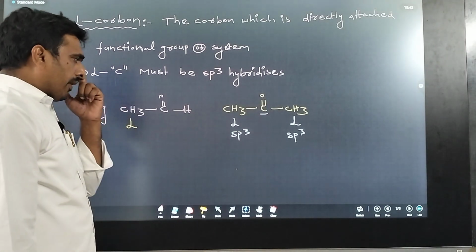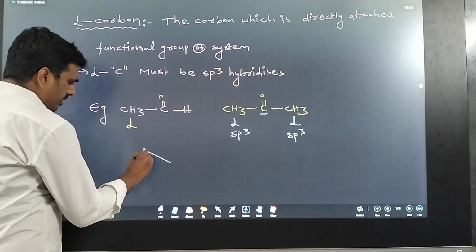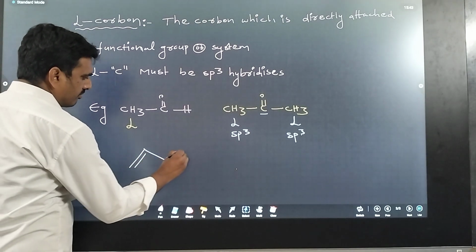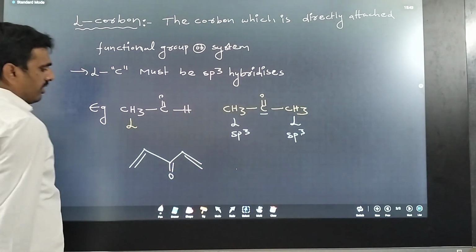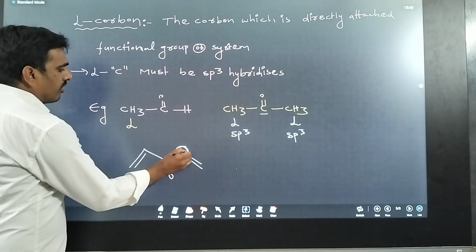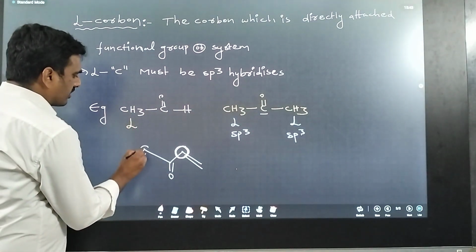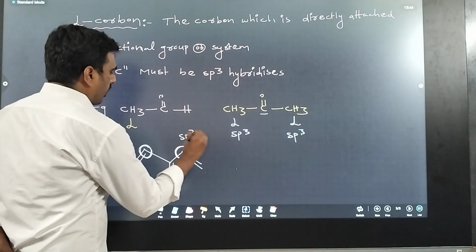Suppose this compound is there, with a double bond. Here this is not an alpha carbon. It does not participate in aldol condensation because this carbon is sp2 hybridized.